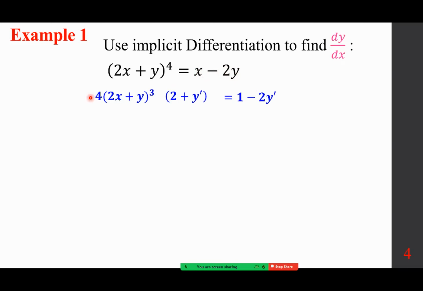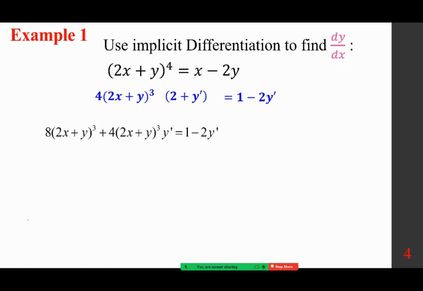Understand, I can multiply this by 2, and it becomes 8 times 2x plus y cubed. Then I can multiply this one by y prime. So I can write this expression times y prime, and the right side doesn't change. So again, 2 times this expression gives us this one, 8 times this expression, and then 4 times the expression times y prime. We are solving for y prime, so we're going to move things such that everything involving y prime comes to the same side.